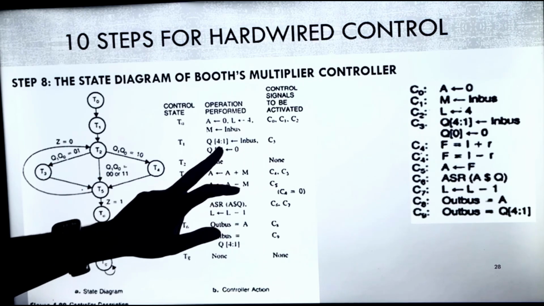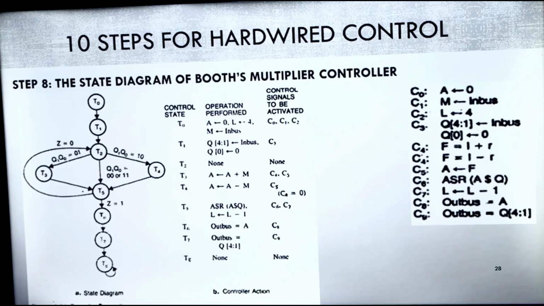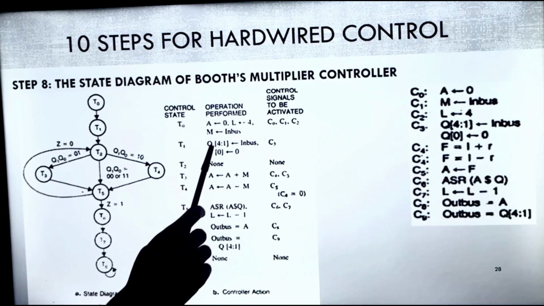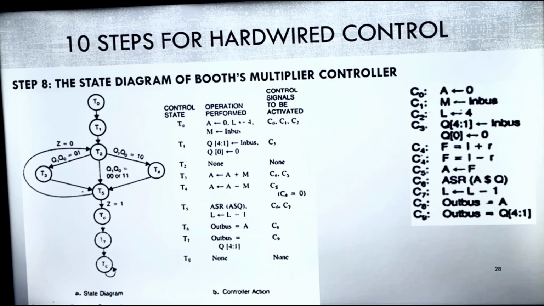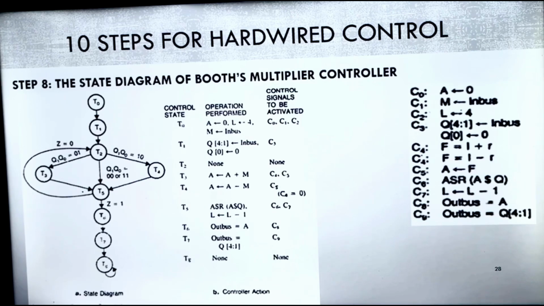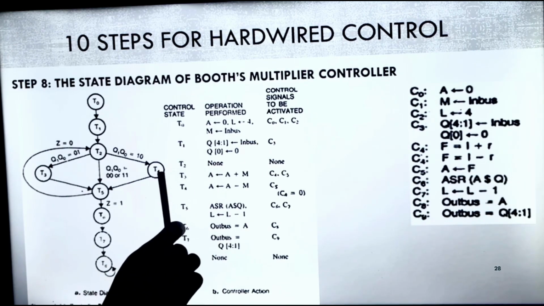I will take Q as input. Q is the multiplicand. You may ask me, sir, if I can take A, L, M in the first clock pulse, why not Q in the first clock pulse? Why do I need one more clock pulse, one more state for that? The answer is very simple. This Q is not only Q here, right?